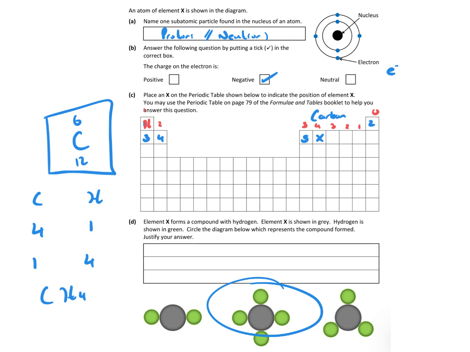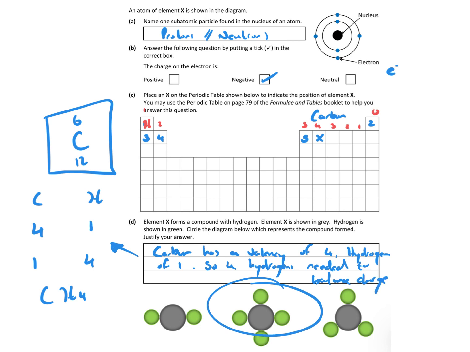So it says circle the diagram, we've done that. Justify your answer. Your justification is actually over here, but you could say something along the lines of carbon has a valency of 4, hydrogen of 1, so 4 hydrogens needed to balance out. So to balance the charge. Okay, so that's an example of an exam question which comes up. That actually came up in the 2022 exam.